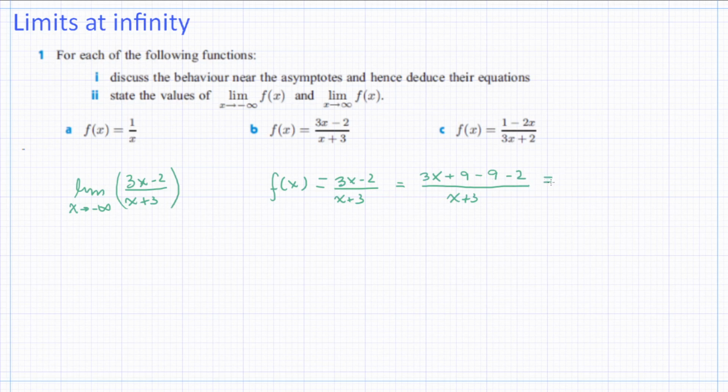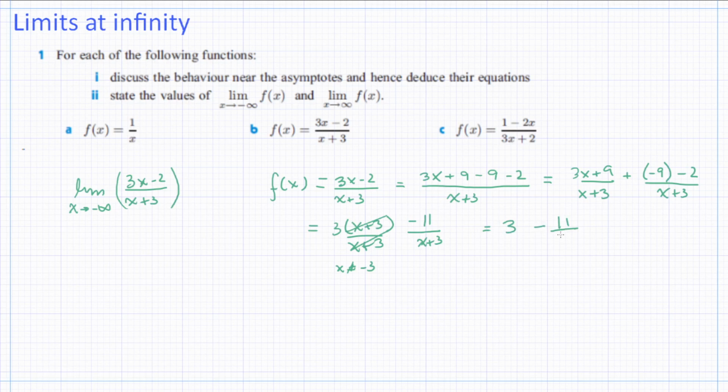And now I can split this into two separate fractions. This can be written as a subtraction of two fractions. So if I keep 3x plus 9 here up front, plus, and I'll just keep the negatives for now, minus 9 minus 2 over x plus 3. So my function can be rewritten. Now I can factorize here by 3, so that's 3 times x plus 3 over x plus 3, minus, and negative 9, negative 2, that's negative 11 over x plus 3. That's minus 11 over x plus 3. And here we can cancel those out, right? If x is different than negative 3, we could cancel those out, and then we would have 3 minus 11 over x plus 3.